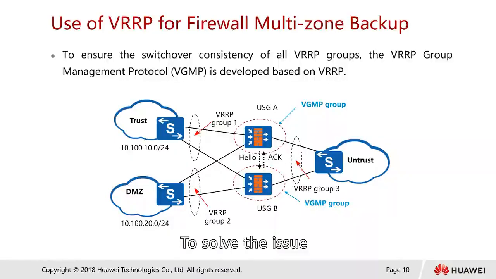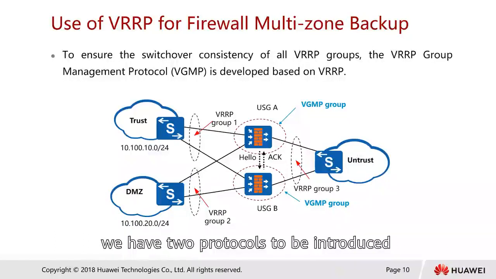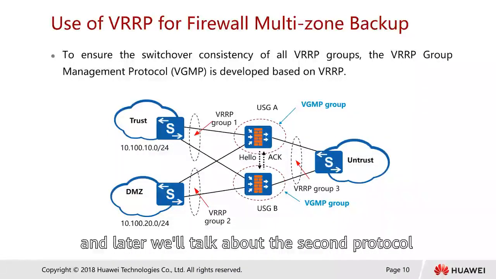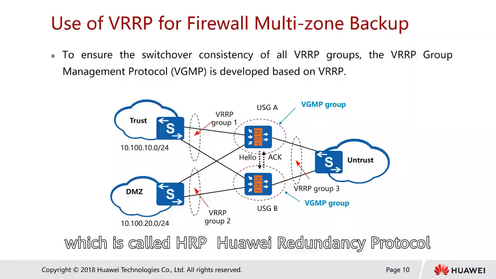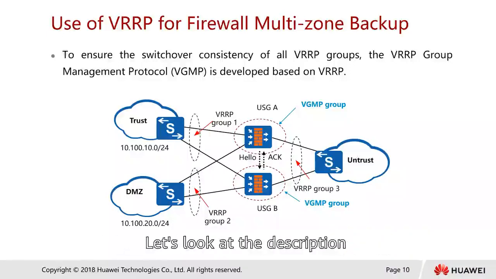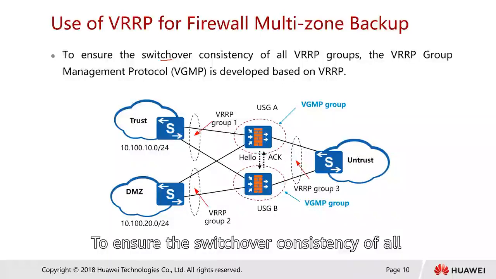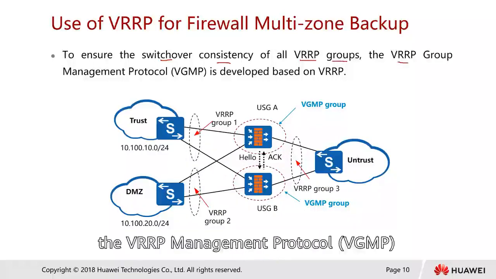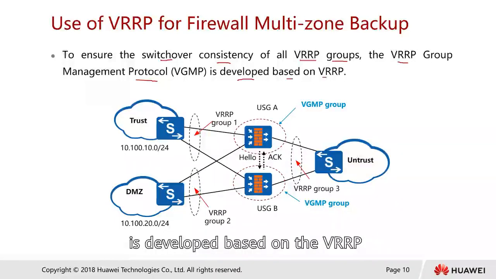All right. Now, to solve the issue, we have two protocols to be introduced. The first protocol is what we call VGMP. Remember this is the first protocol, and later we will talk about the second protocol, which is called HRP, Huawei Redundancy Protocol. All right, so let's look at the description. To ensure switchover consistency of all the VRRP groups, the VRRP Group Management Protocol VGMP is developed based on VRRP.